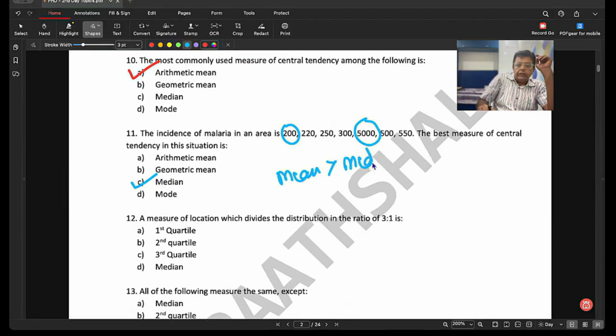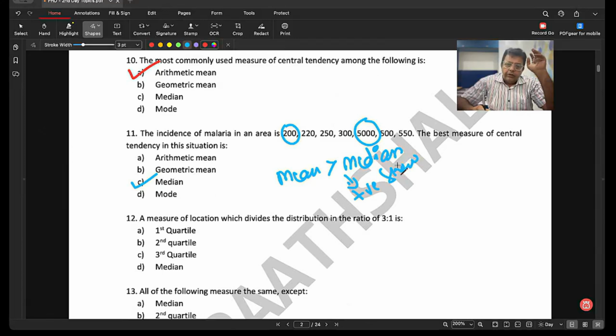So mean is going to be bigger than median. Hence, this kind of data is positively skewed. We have done this during normal distribution curve.